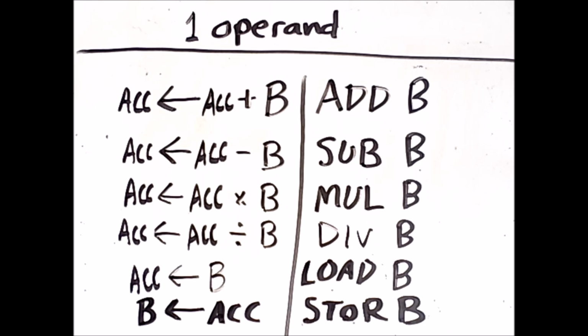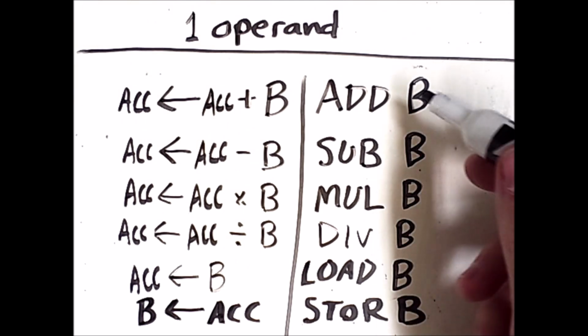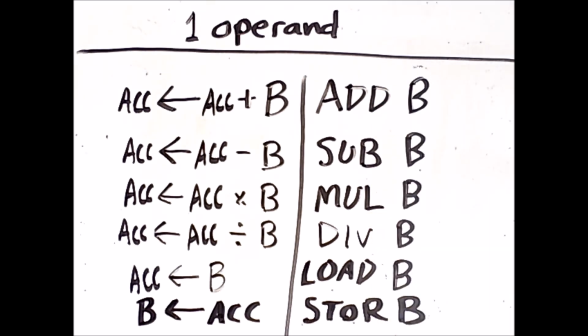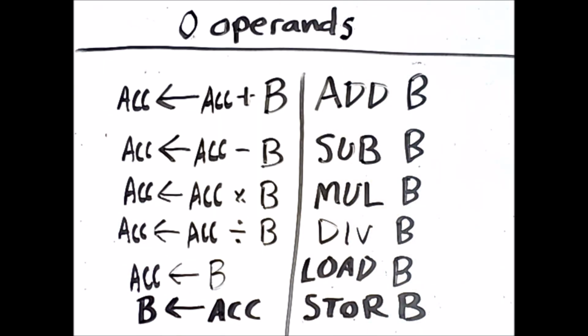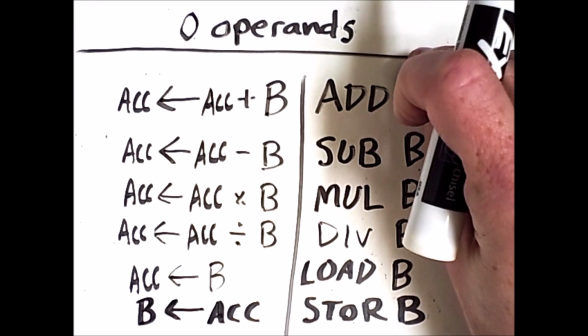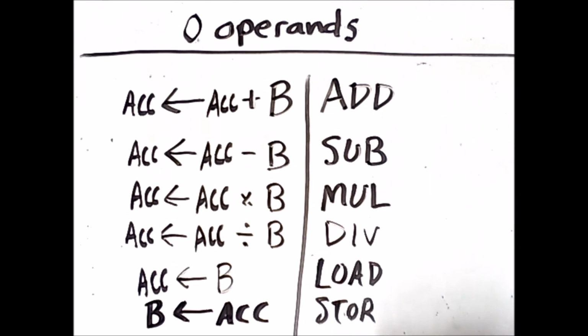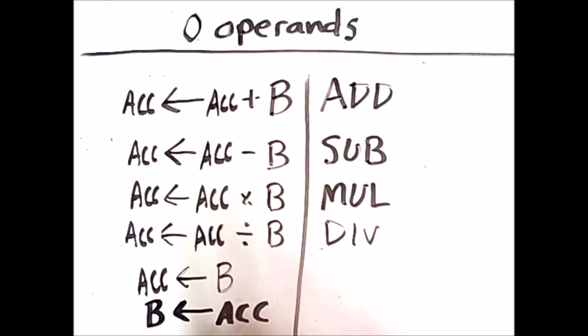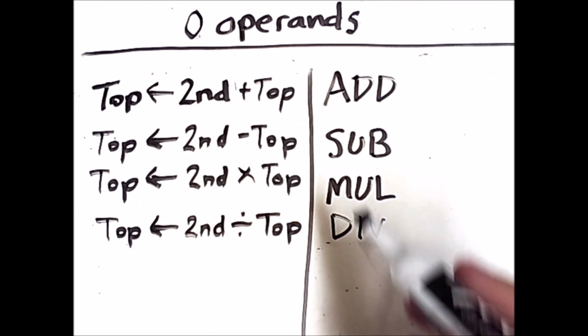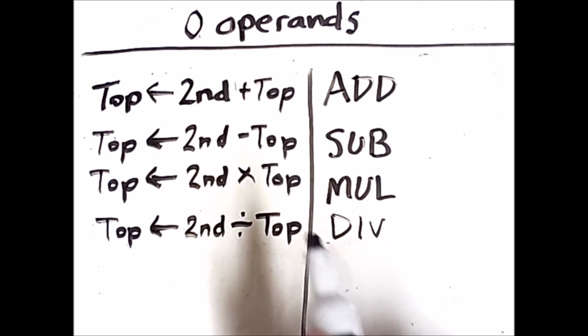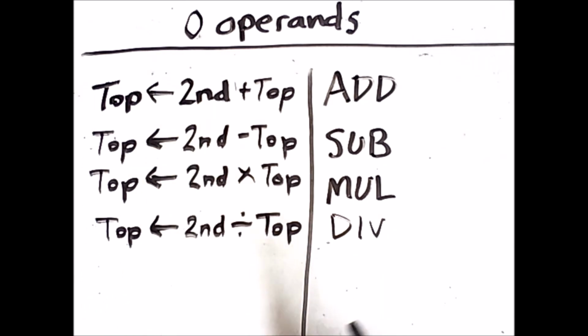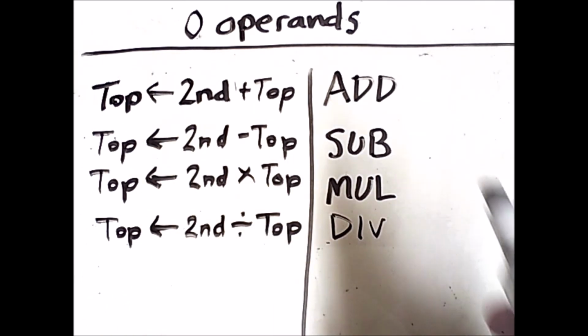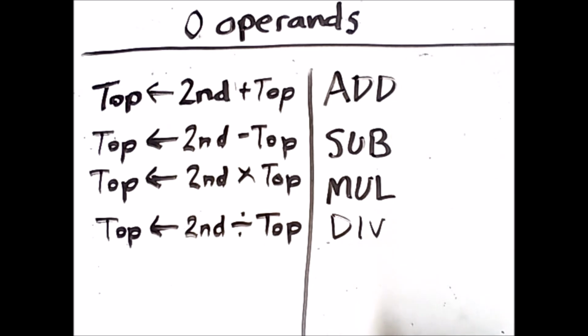But it is possible to go even further and create a complete instruction set where each of the instructions has 0 operands. So how would we do this? Well, I'm going to remove all of these operands. I'm also going to remove these operations and completely change how everything works on this side. So now we have a completely new notation using the symbols top and second. What do these refer to? These 0 operand instructions will make use of a data structure called a stack.